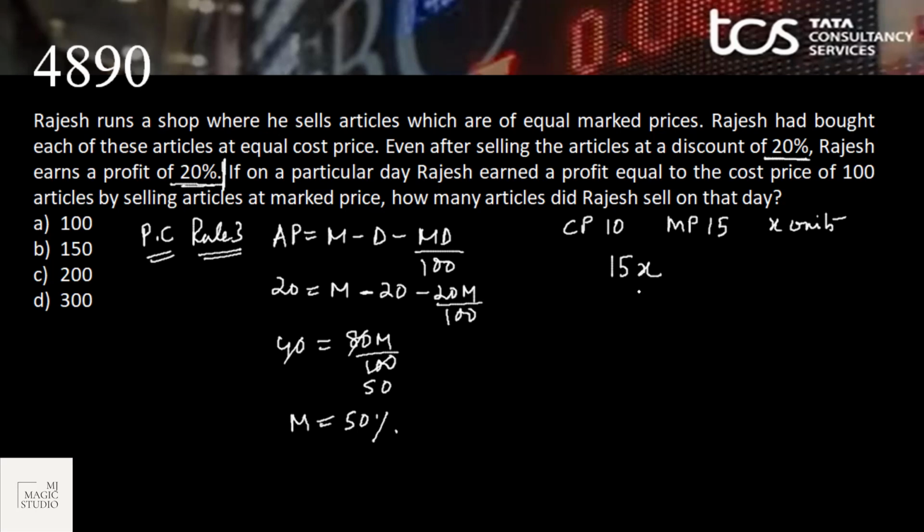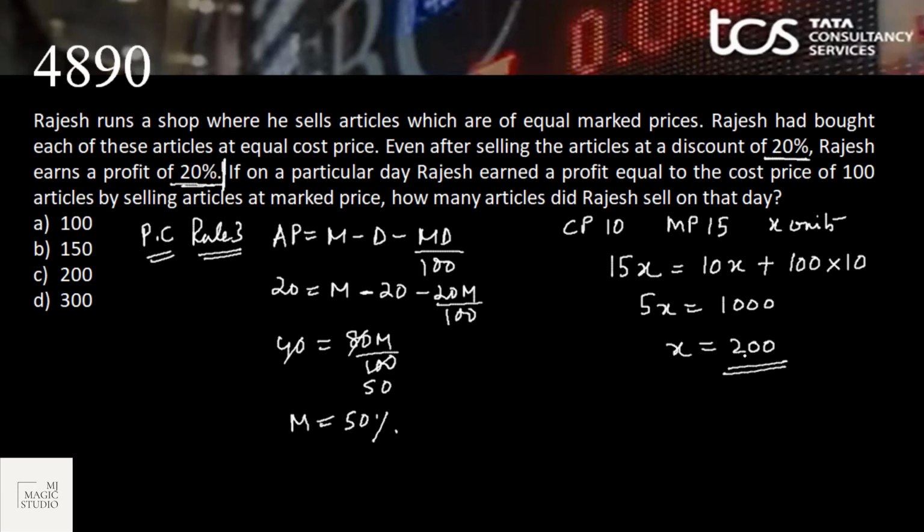Rajesh sells X units. Total revenue is 15X. This equals cost plus profit. Now the profit is of 100 articles, that is the cost price of 100 articles. That means 5X equals 1000. X equals 200. On that day, he has sold 200 articles.